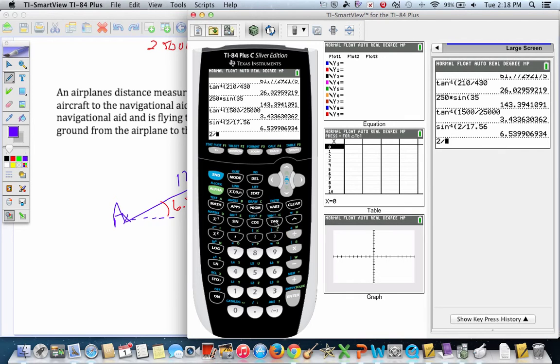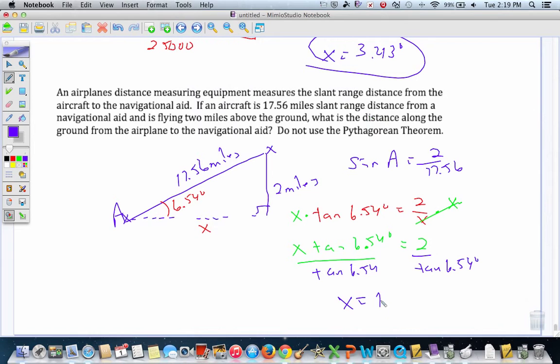And I'll show that on the calculator then. X is going to equal 2 divided by the tangent. Now, what we like to do is use the given information, or we don't want to round any more than we have to. So I'm going to pull this 6.539906934 back up by using second answer here. That way I use the entire angle instead of rounding to 6.54. And that tells me my aircraft is about 17.45 miles horizontal distance away. 17.4457 or 17.45.